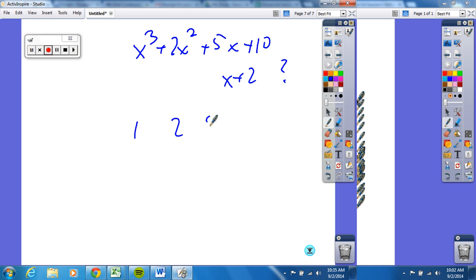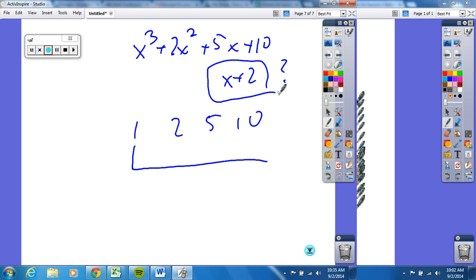Synthetic. 1, 2, 5, 10. What's the value that makes this guy 0? Negative 2. So therefore, I plug in negative 2. Bring down the 1. Negative 2 times 1, negative 2. 0. Negative 2 times 0, 0. Bring it down. 5. Negative 2 times 5, negative 10, I get a 0. Is it a factor? Yes, because I ended up with a 0.